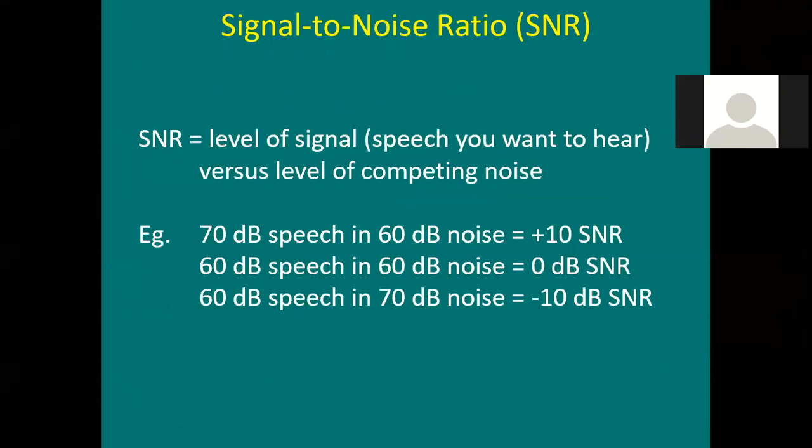Here's an important slide. Make sure you know what signal-to-noise ratios are, okay? That's the level of the speech you want to hear compared to the background noise. So 70 dB speech and 60 dB noise is a plus 10 SNR. 60 speech and 60 noise is a 0 dB SNR. 60 speech and a 70 dB noise is a minus 10 SNR. Keep that, memorize that, make sure you know that, okay?